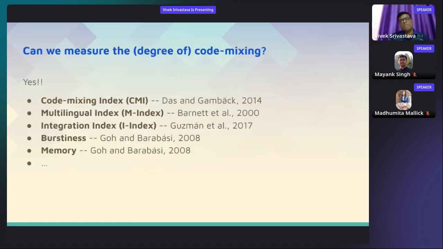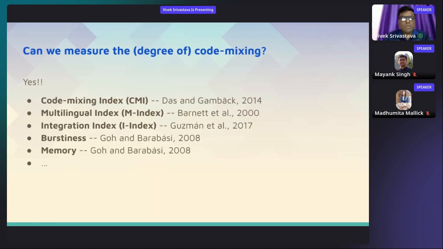But can we measure the degree of code mixing? Can we quantify how much code mix a given sentence is? On, let's say, a scale of 0 to 100, can we say that this text is 54% code mix? Can we assign a number to that sentence?